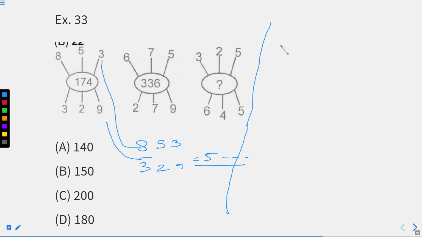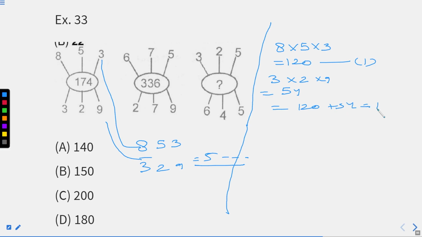Okay, so we have the first number as 8 multiplied by 5 multiplied by 3. So what exactly are we getting? 8 5s are 40, which multiplied by 3 comes out to be 120. Mark it as 1. In the lower part, we have 3 multiplied by 2 multiplied by 9, which comes out to be 18, 2 3s are 6, and 6 9s are 54. So what exactly are we getting? 120 plus 54 is 174. This is our correct answer.